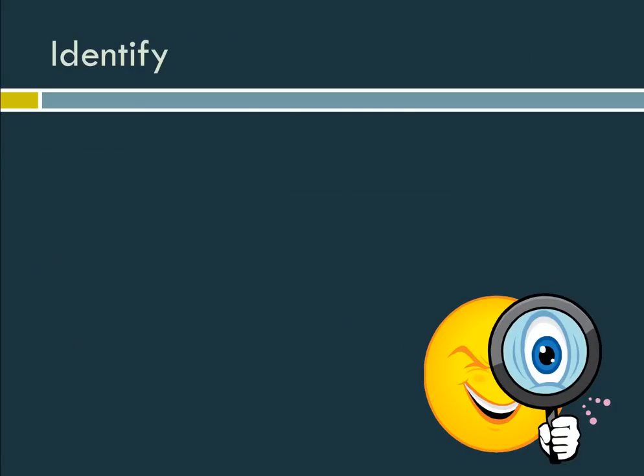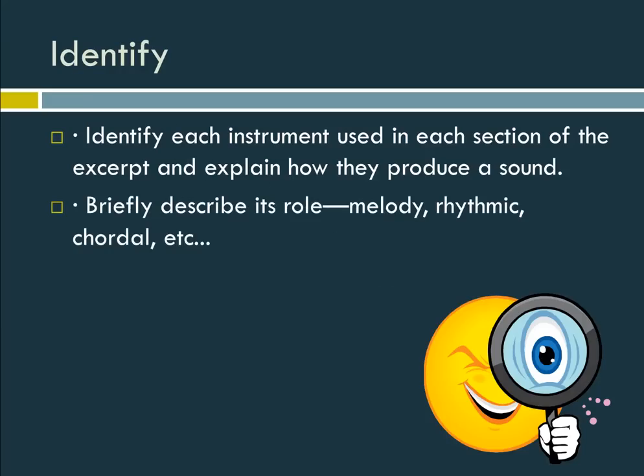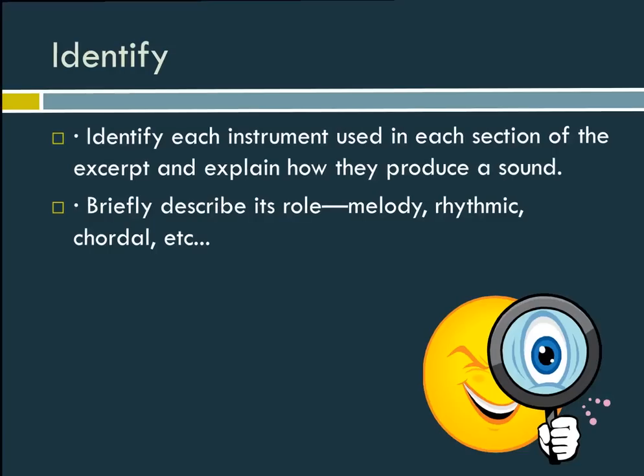Okay, so identify. Just like in all the other concepts, you need to identify the instruments. So identify each instrument used in each section of the excerpt and explain how they produce a sound. Briefly describe its role, whether it's for the melody, rhythmic, chordal, melodic accompaniment, etc.